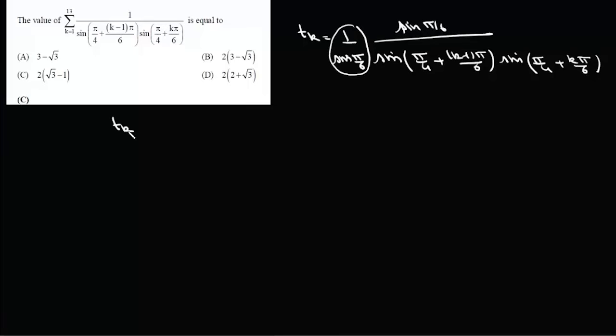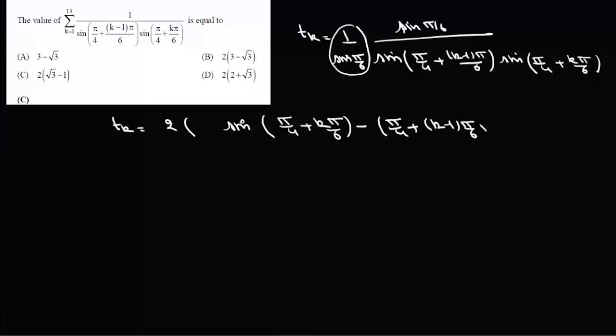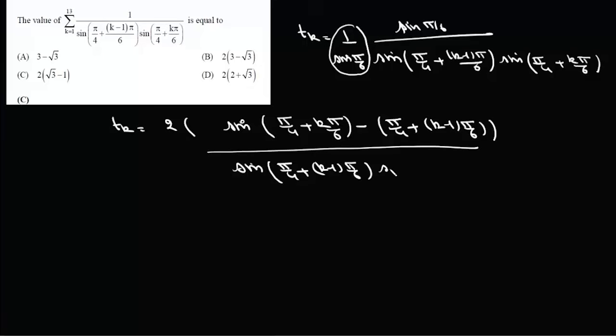So we can write this tk as 2 times, and we want to write this sine pi by 6 as sine of (pi by 4 plus k pi by 6 minus pi by 4 plus (k minus 1) pi by 6), whole divided by sine of pi by 4 plus (k minus 1) pi by 6, and sine of pi by 4 plus k pi by 6.